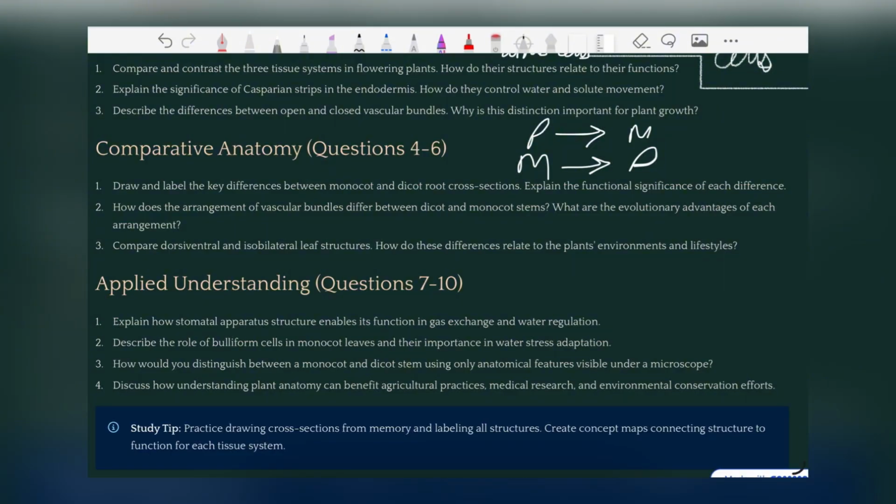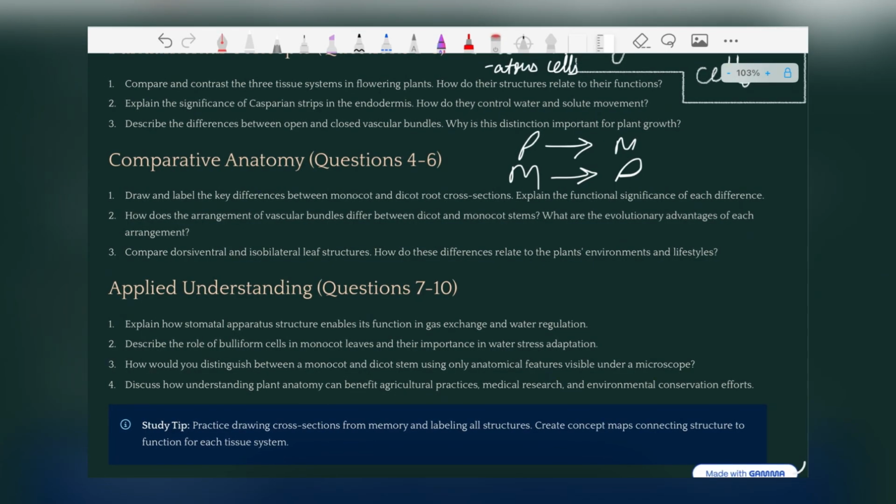And explain the functional significance of each difference. So in the monocot roots, they are polyarch because they don't have any cambium, and in dicot roots they have cambium, so they can do secondary growth, and because of secondary growth they can grow vascular bundles, therefore they have less number of vascular bundles, tetrarch.